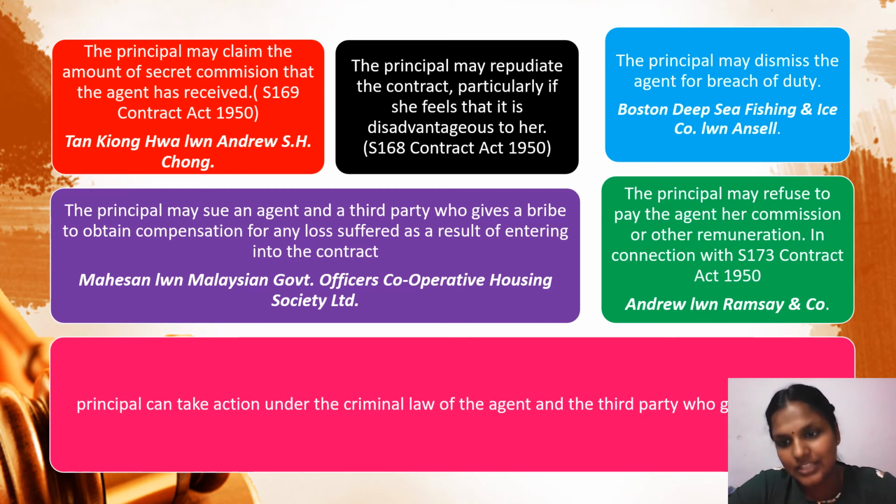Devi did not exceed her authority, but she did not follow her responsibility as an agent. She should not receive any secret commission, and it is false and a violation of her duty. We can see the same case in Andrew E. Ramsamy and Company. Moreover, the principal can take action under the criminal law against the agent and the third party who gave the bribe. In this case, Dalila can take action under the criminal law against the agent Devi and the third party Cho, who gave the bribe.